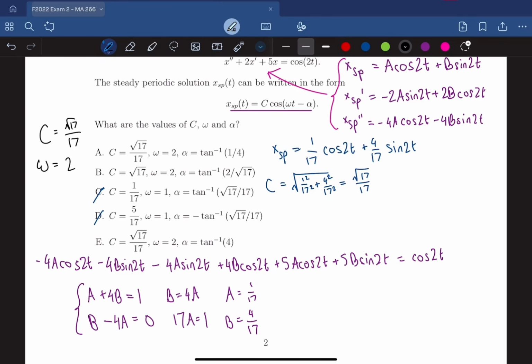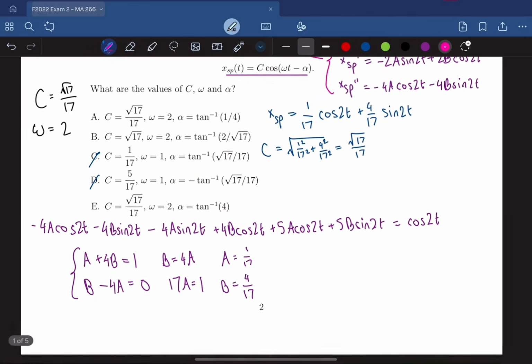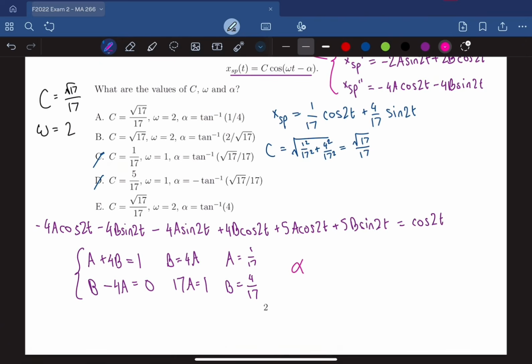We have alpha left. So to find alpha, this is just going to require some memorization on your part, but you have to memorize this small piecewise function. The formula for alpha depends on what the values of a and b are. So alpha is going to be tan inverse of b over a, if a is greater than 0 and b is greater than 0. So if both a and b are positive, then you use tan inverse of b over a for alpha.